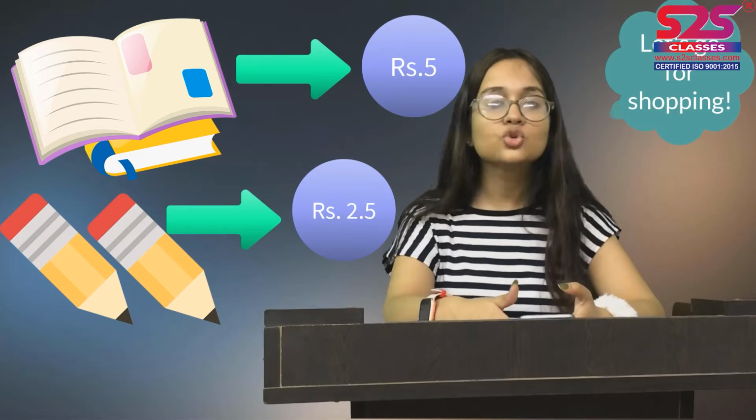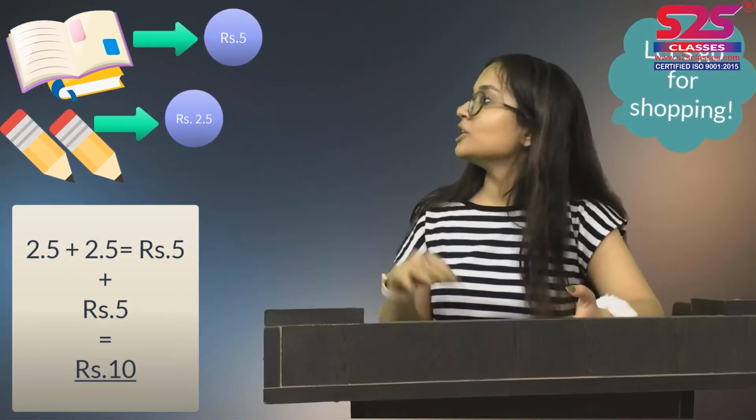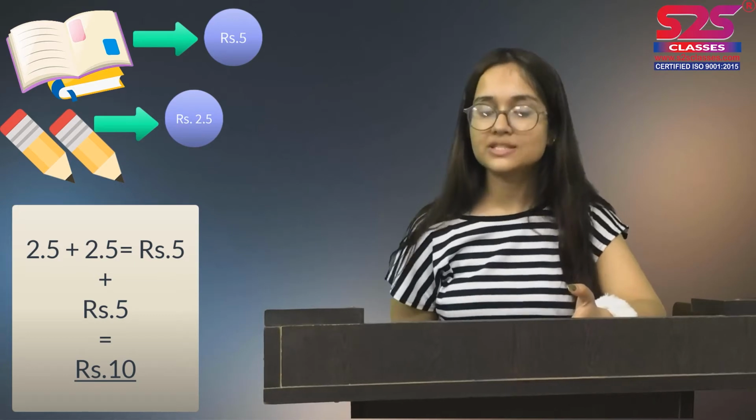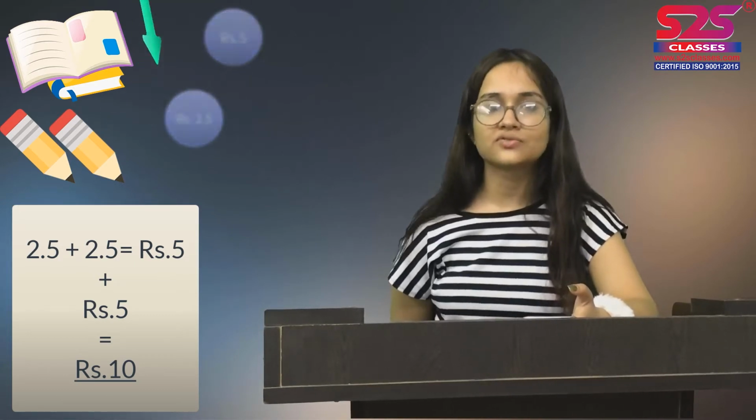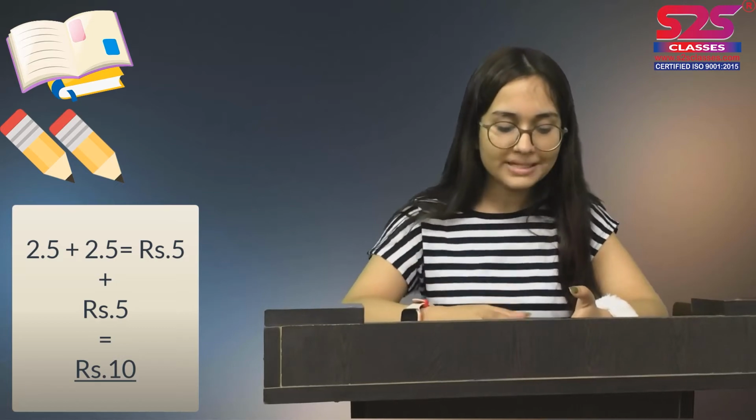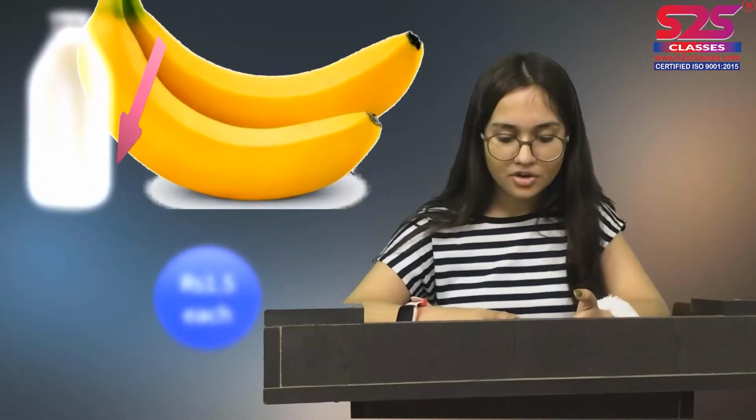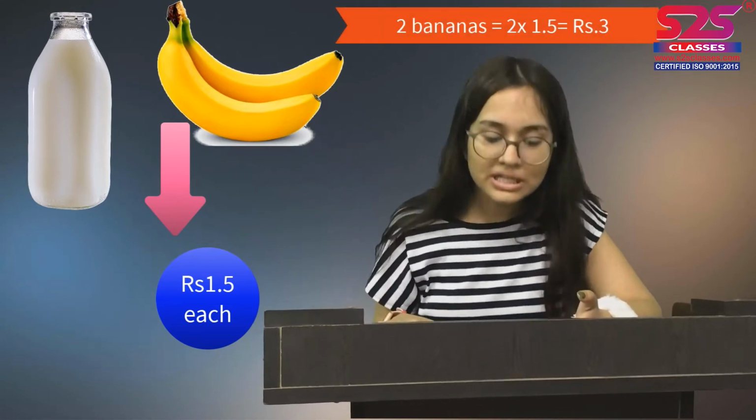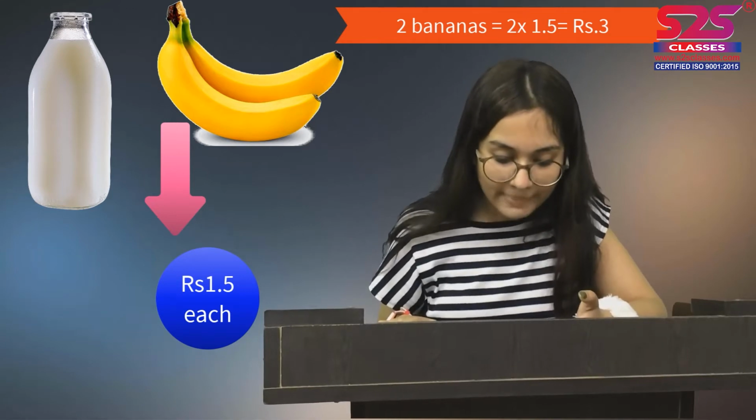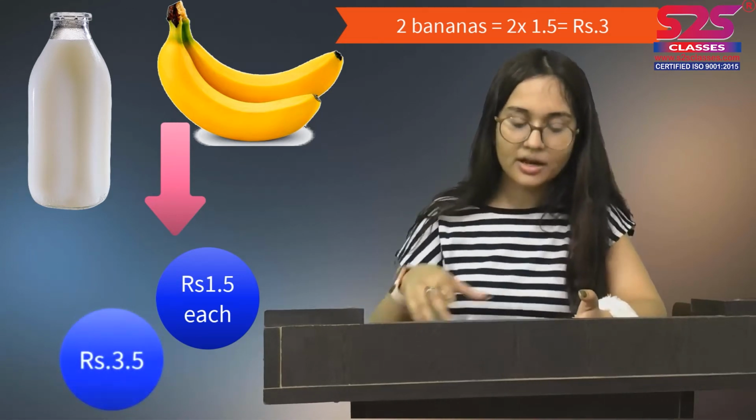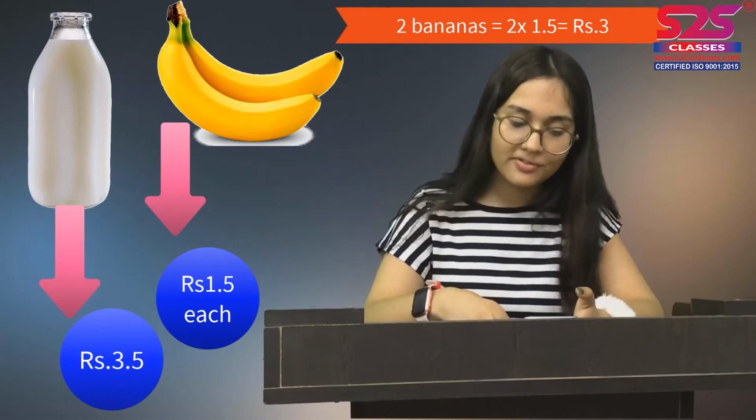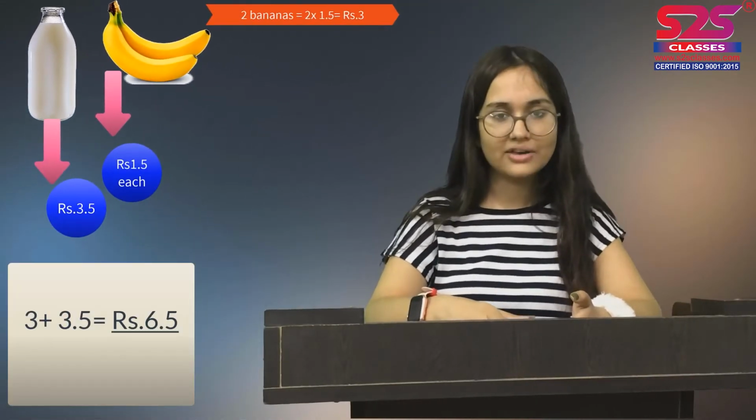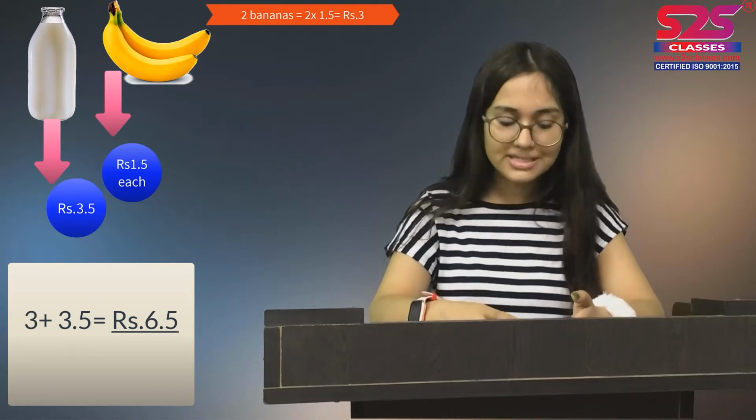Now, one notebook and two pencils. The notebook is rupees 5 while the pencil is rupees 2.5. When we say two pencils, 2.5 plus 2.5 will make rupees 5, and the notebook is rupees 5 only. So the total amount will be rupees 10. Next, 2 bananas and a glass of milk. A banana is 1.5 rupees, so 2 bananas will make 3 rupees. How much is the cost of a glass of milk? You need to add rupees 3.5 to it, that will make rupees 6.5. So this is how you need to do the other calculations as well.